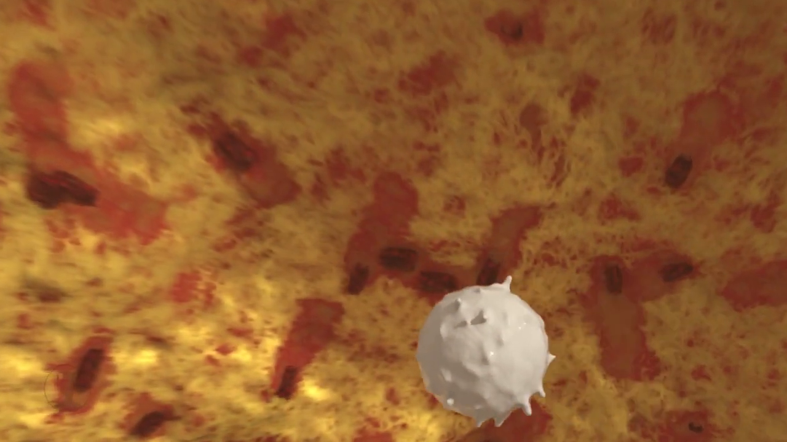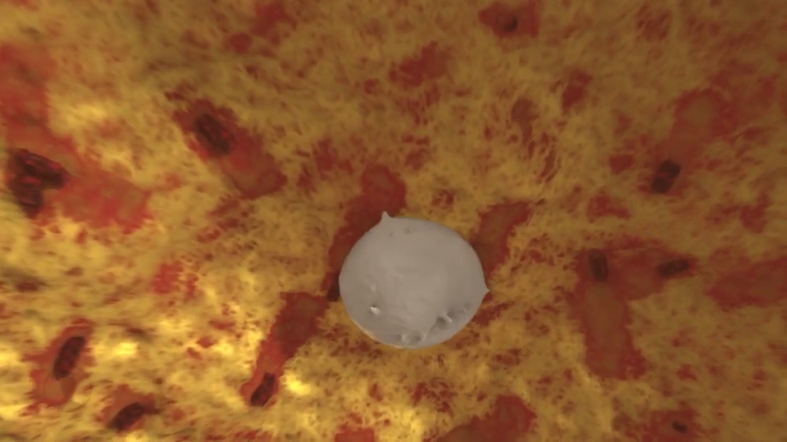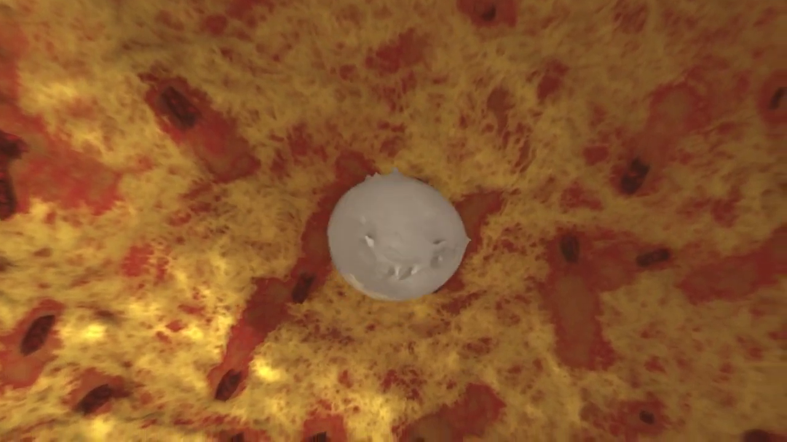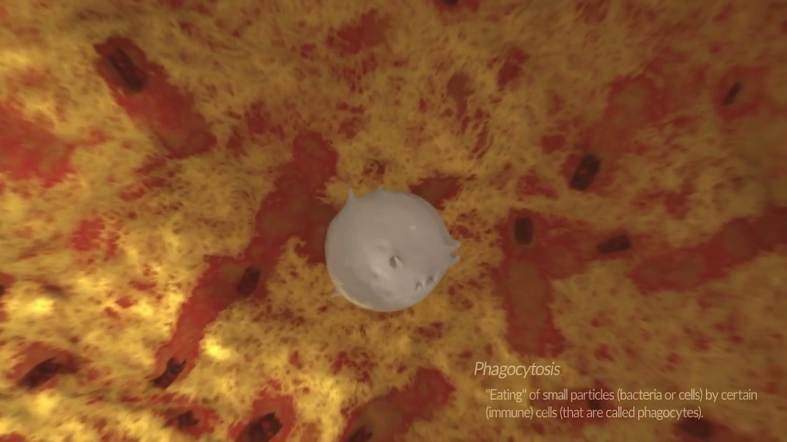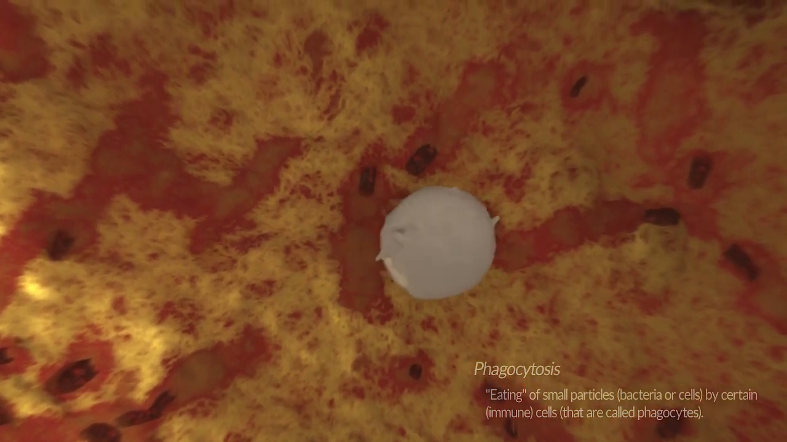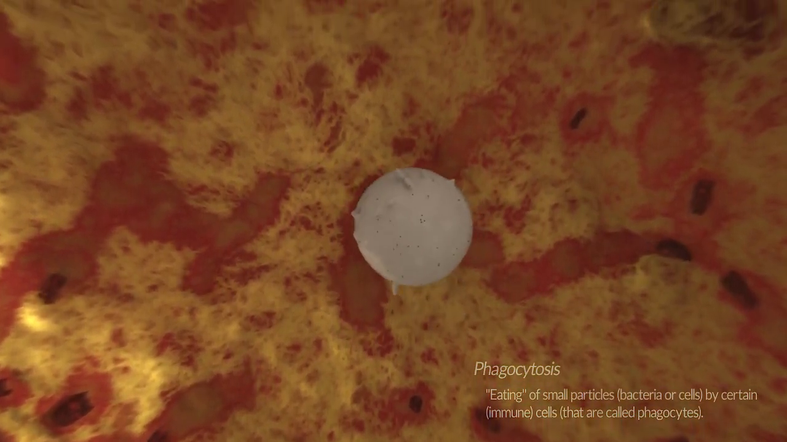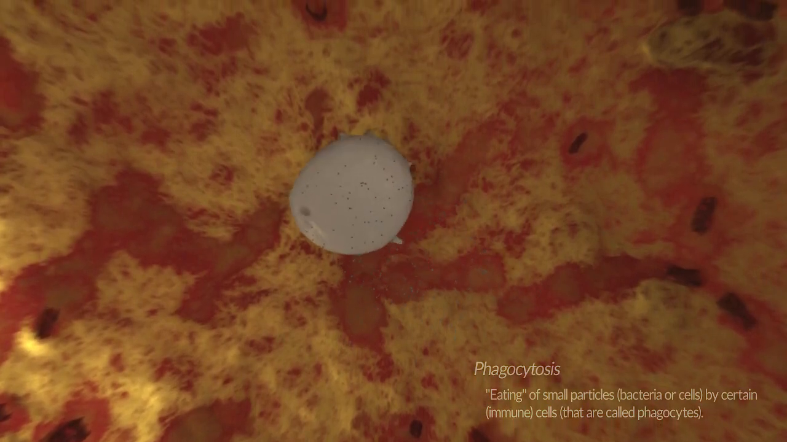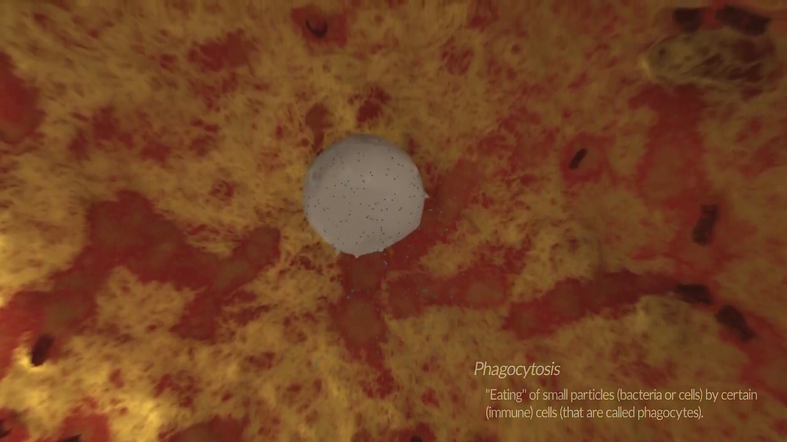There they are, bacteria, everywhere. They produce toxins and thus harm the cells of the organism. A neutrophil's job is to eat these bacteria. This eating process is called phagocytosis. In addition, some of the neutrophils produce certain cytokines that attract other granulocytes.